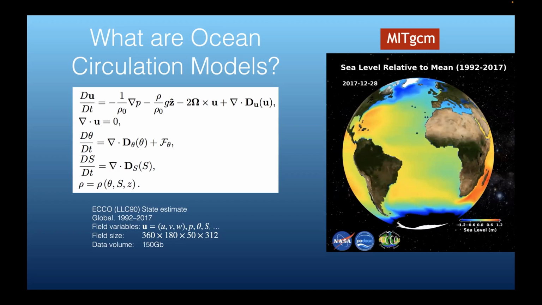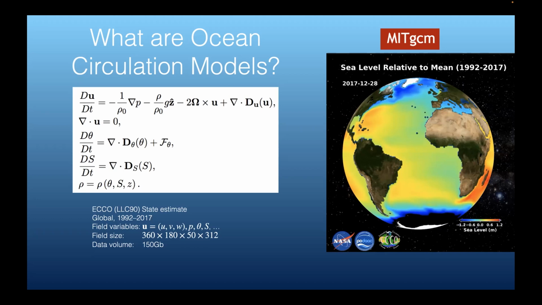Now, this particular example I'm showing you is called ECCO, or LLC 90. I've told you it's global. I've told you the period it spans. And the variables that we pull out of this are written there. We have the 3-dimensional vector velocity, so U, V, and W, the pressure, so the surface pressure is the animation, the temperature, and the salinity. And for this particular solution, you have about 1 degree horizontal resolution. So there's 360 degrees in longitude, there's 180 degrees in latitude, it has 50 depth levels, 312 months in that period. That's a data volume of about 150 gigabytes.